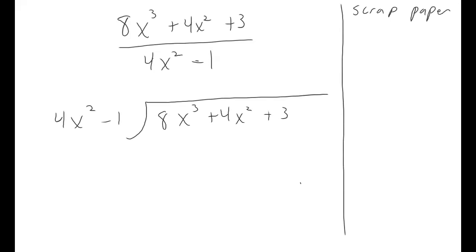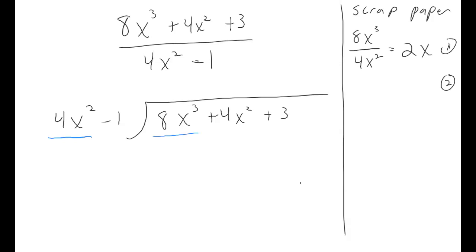But off to the side, I do these steps on what I call my scrap paper. What you do is take the first term of the numerator and divide it by the first term of the denominator. So 8x cubed all over 4x squared. 8 divided by 4 is 2. X cubed divided by x squared, same base, subtract the powers. 3 minus 2 is 1. So that becomes 2x. Right? So there's step 1.